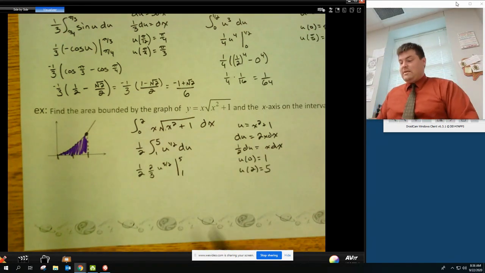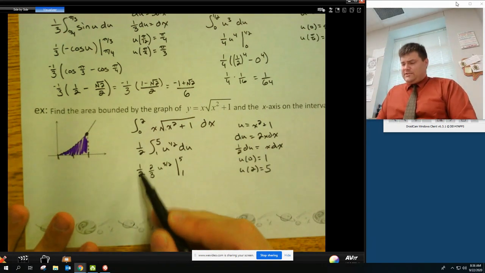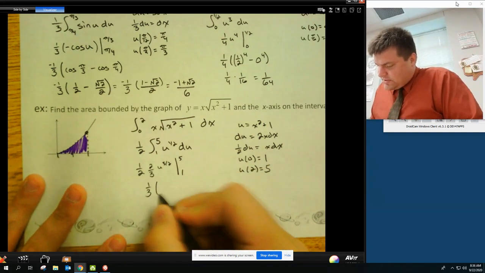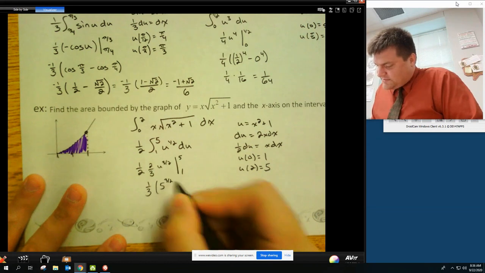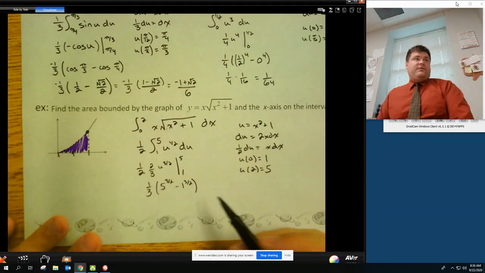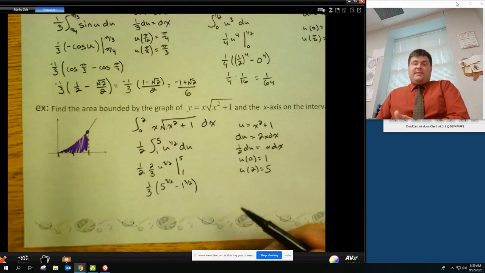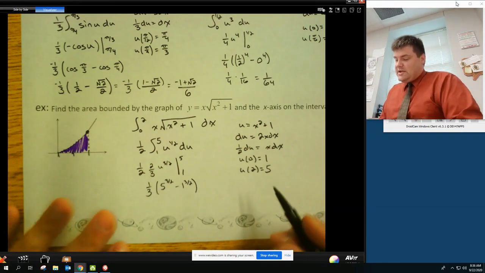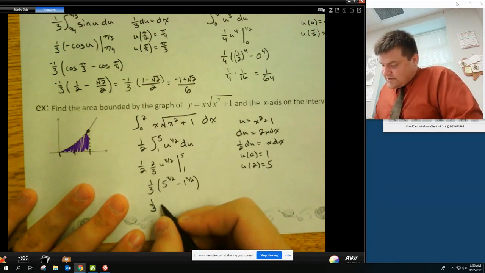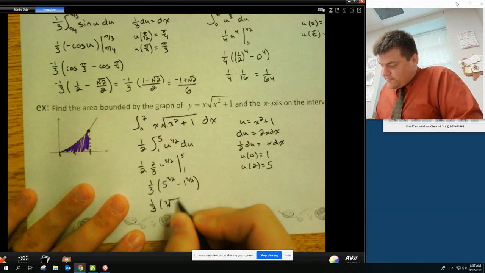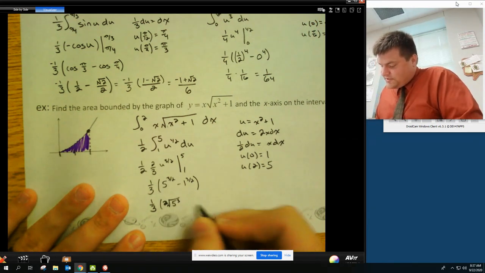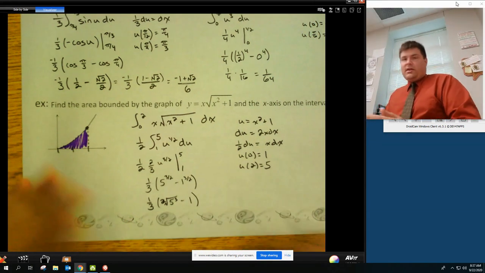Okay. Just going to clean this up a little bit because 1/2 times 2/3 is going to turn into 1/3. And I'm going to get 5 to the 3/2 minus 1 to the 3/2. And really, at this point, you're done, but this might not be an answer that you see for multiple choice. This is going to be 1/3. This is the same thing as the square root of 5 cubed minus 1. It could look like that.